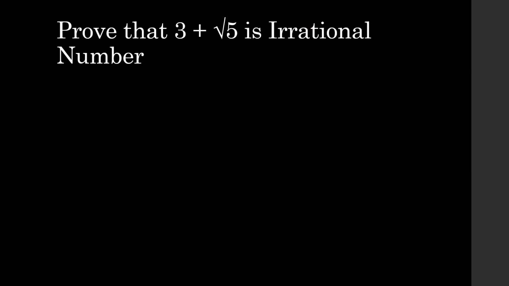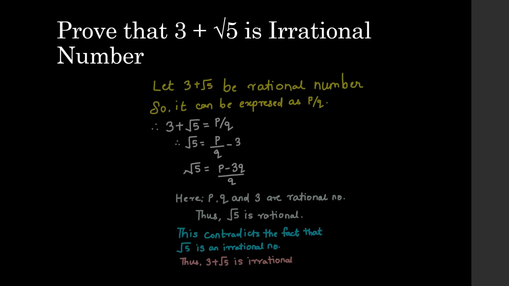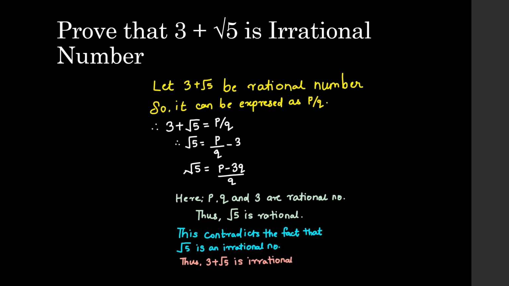Now we have to prove that 3 plus root 5 is an irrational number. To prove any number to be irrational, we have to prove that it is not a rational number. So it will indirectly prove that it is an irrational number. For this we apply some steps. We first assume the given number is a rational number. So let us assume 3 plus root 5 is a rational number. If it is a rational number, we can express it in the form of numerator upon denominator. Therefore we can write 3 plus root 5 is equal to p upon q.